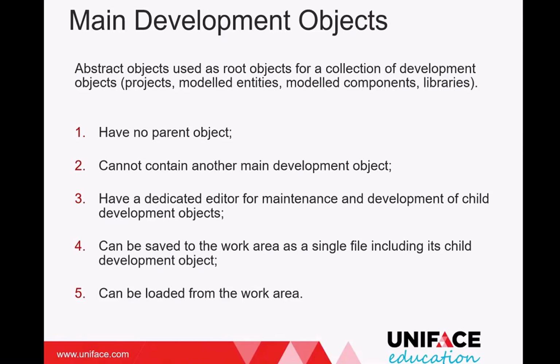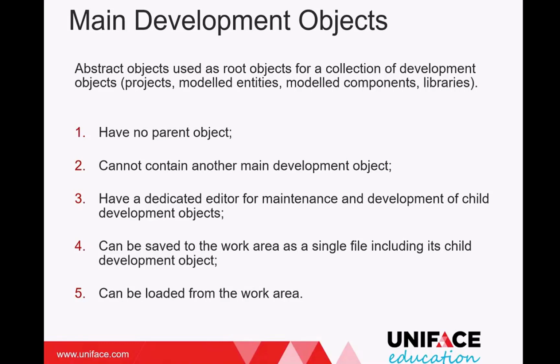So as it says here, main development objects are the abstract object for which you then build your collection of development objects, whether that's the components that contain other development objects, your fields, your templates, etc. That's what the term main development object is. What are my main things? By definition, being the root object, it doesn't have a parent object. The word main is the clue, it's the top level. They can't contain other main development objects.